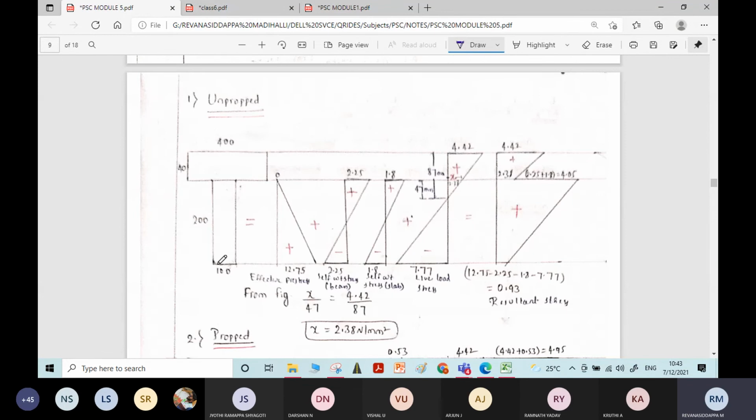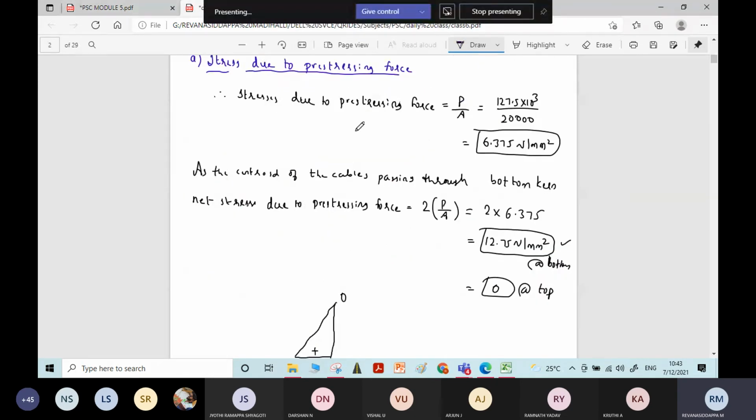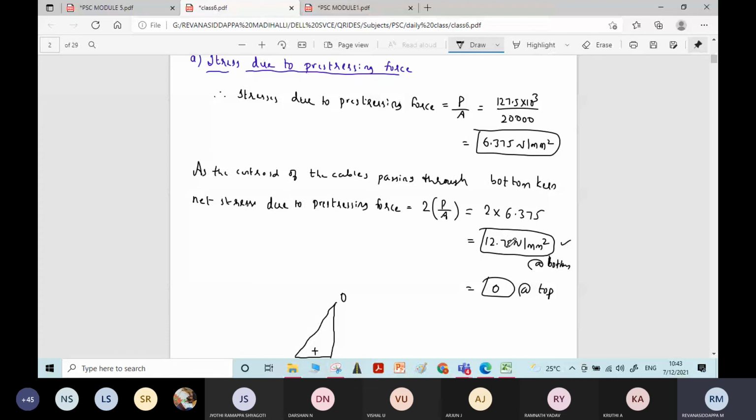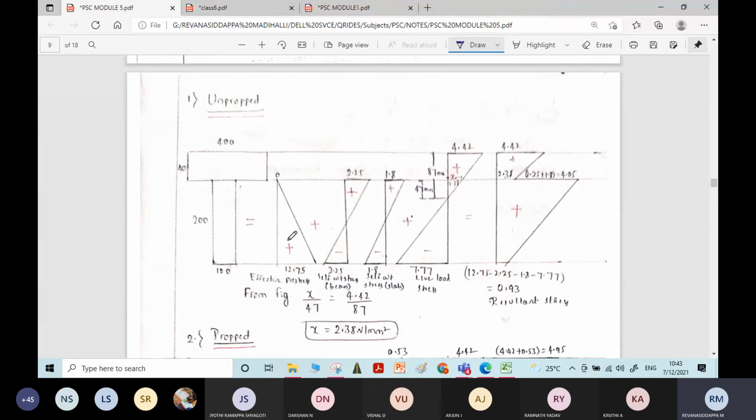First, you need to write the cross section of the T. The first one we have calculated is stresses due to the prestressing force, which we got as 12.75 at bottom and 0 at top. I have written 12.75 at bottom and 0 at the top. That is the stress due to prestressing force. The prestressing force will cause compressive stresses at the bottom and tensile stresses at the top. That is why I have mentioned it with a plus sign.